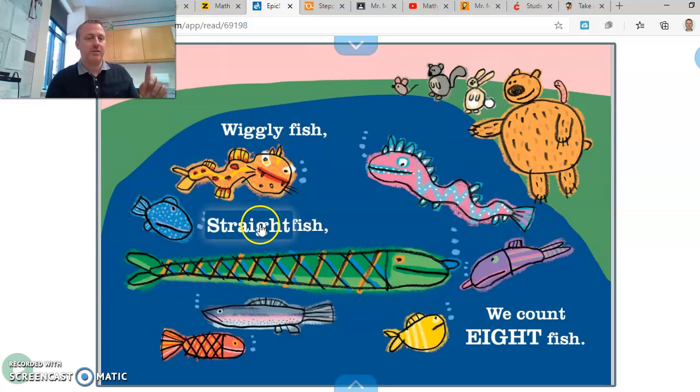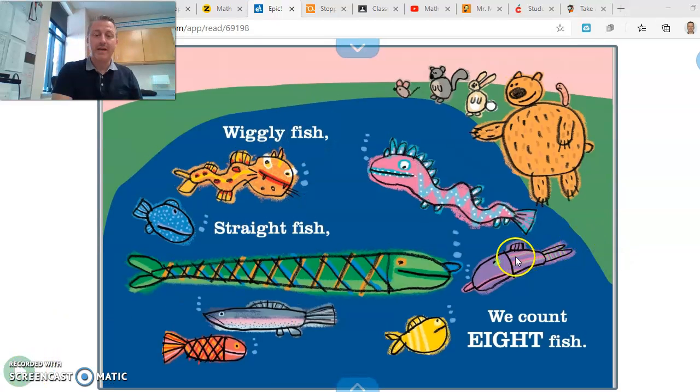Wiggly fish. Straight fish. We count 8 fish. Let's count. 1, 2, 3, 4, 5, 6, 7, 8. Or count a different way. 1, 2, 3, 4, 5, 6, 7, 8.